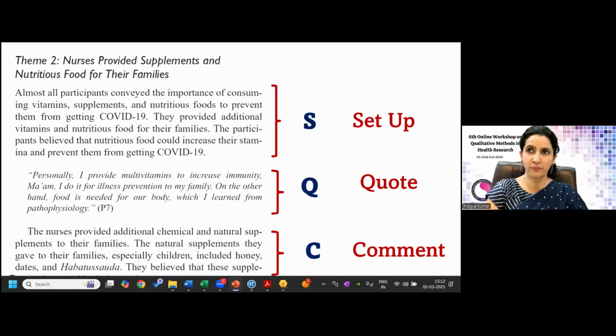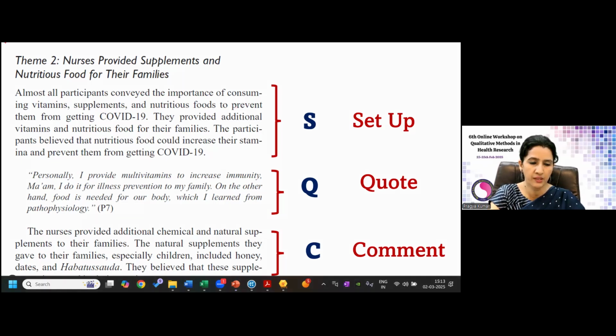Okay. So thank you, Priyanka. So you can see this setup. Here in the setup, whatever reflection you have written or whatever comment you have written for a particular node or a code, that will help you in writing this setup. So this setup you write, like he's writing "almost all participants". So there also you will see the quote of all other participants, and then you will start setting a scene for this quote, which is in this second section.